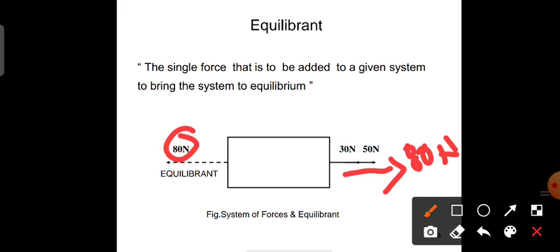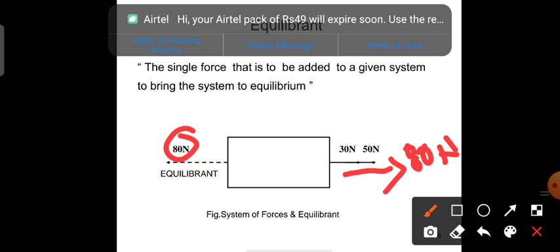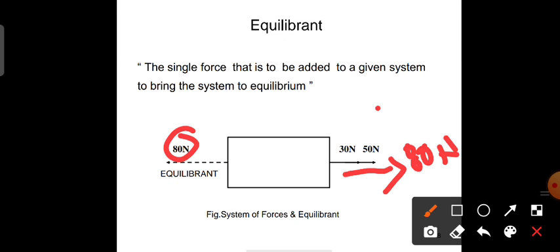Finally these two forces will be in balance, 80 Newton and 80 Newton. When they are in balance, you won't find any movement or any change in the state of the body. That means that body will be in equilibrium condition.